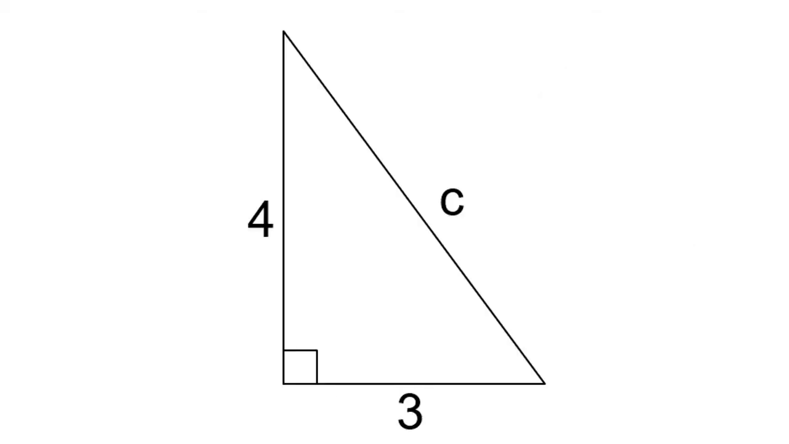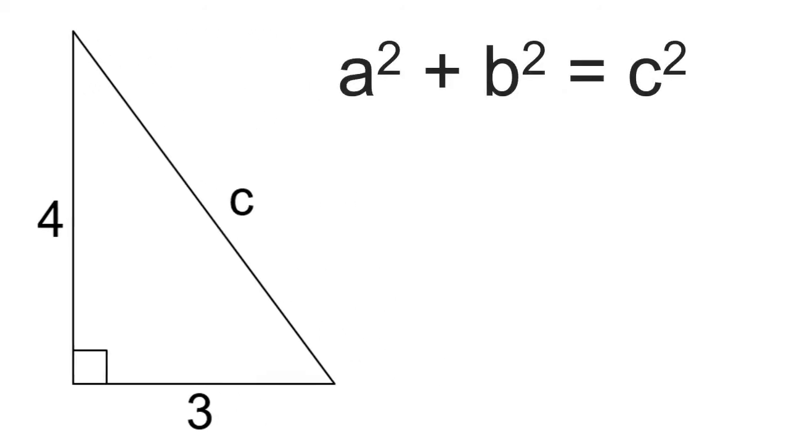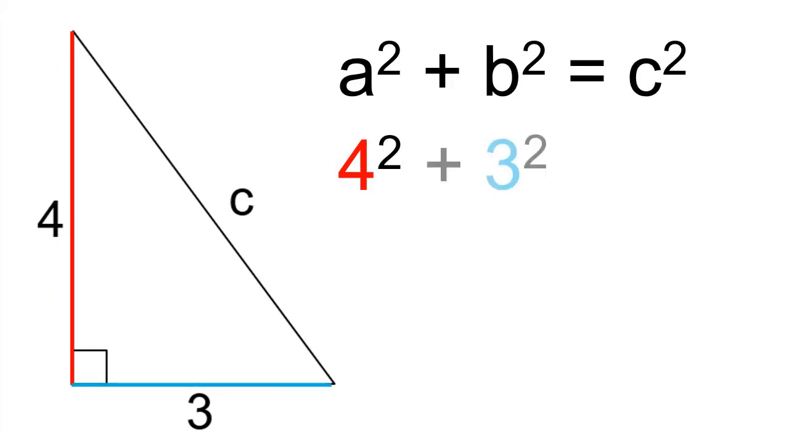So this triangle has side length 4, 3, and also an unknown side length c, and we need to figure out what c is. So we simply start off by writing our theorem, a squared plus b squared equals c squared. Now we have to identify which side length is a, which is b, and which is c. So this side length right here, we can call this side length a, so 4 squared. This side length right here, we can call it side length b, so b squared. And this will equal c squared, which is what we're trying to figure out.